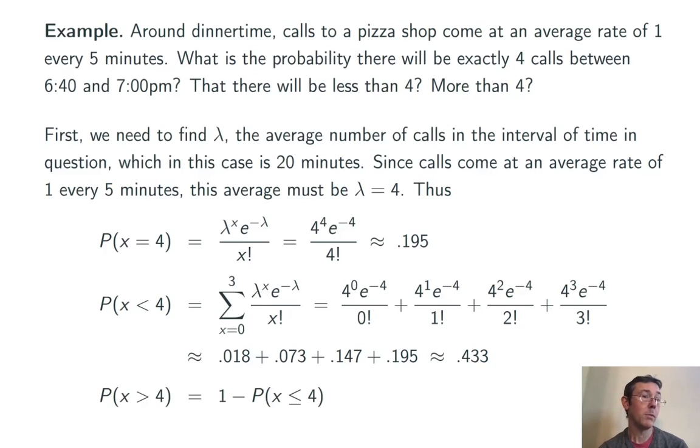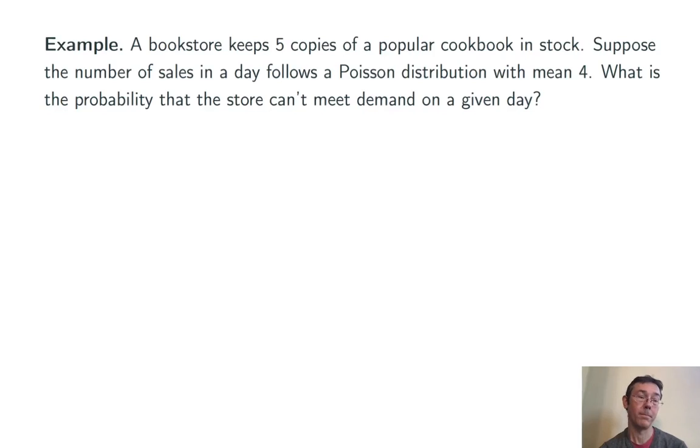Finally, to get the probability that x is greater than 4, we're going to do this using a complement. We'll do 1 minus the probability that x is less than or equal to 4. So we're taking 1 minus 0.195, that's the probability that x is equal to 4, minus another 0.3433, the probability that x is less than 4. Overall, we get 37.2%.